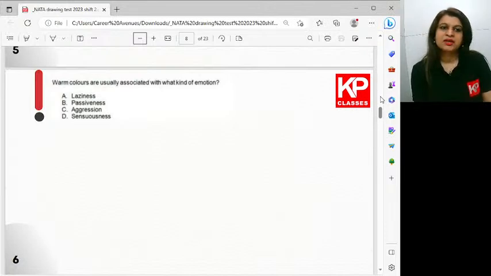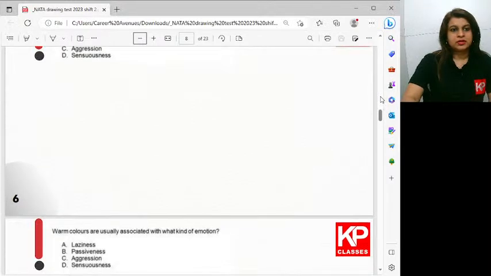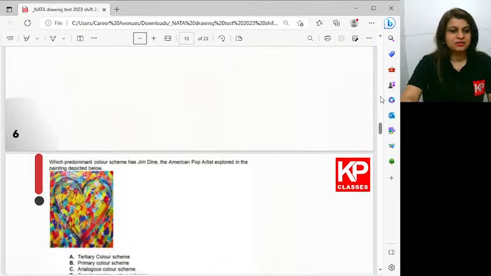Okay, so definitely what warm colors do. So we have some options. So laziness, passiveness, aggression, sensuousness. So warm colors, definitely the most eminent emotion that is associated with warm color is aggression. Okay, because warm colors are signified by the reds, oranges, and yellows. And what is red all about? What is orange all about? It is all about anger, passion, aggression, right? So, yeah, those are the kind of emotions that are associated with these colors.